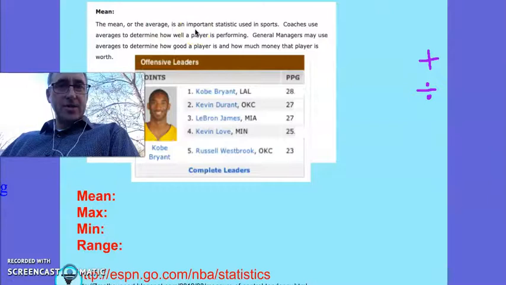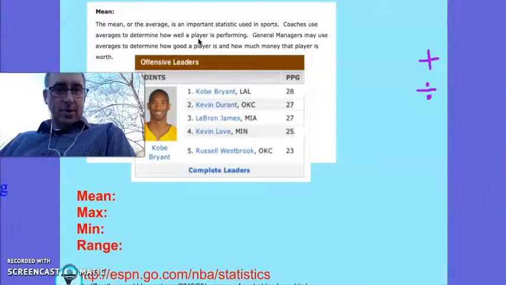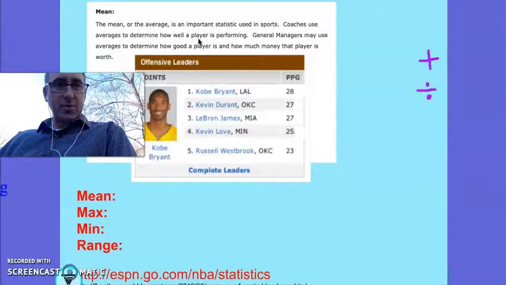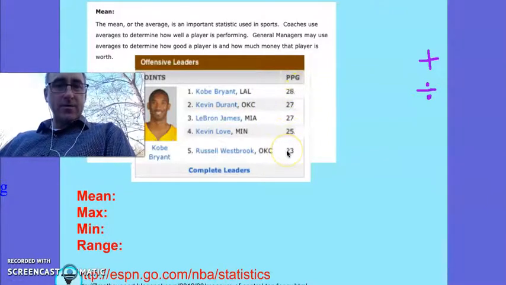Coaches use averages to determine how well a player is performing or how well a player is performing against other players. For example, in basketball, a general manager, who is the person in charge of hiring and firing players and doing trades, may look at other players in the league. The information on this card shows the top 5 players in the league at the time this was taken, with Kobe Bryant at 28 points, all the way down to the 5th best in the league, which is still pretty awesome, Russell Westbrook at 23 points.